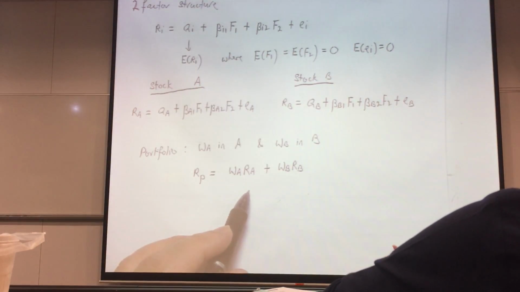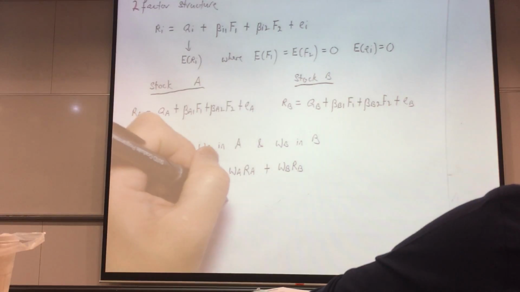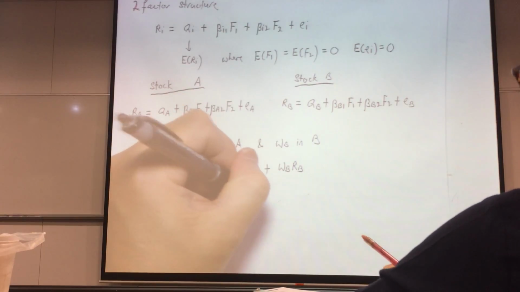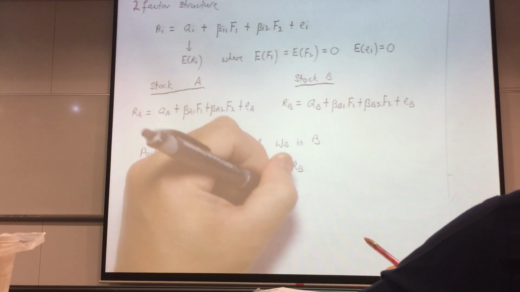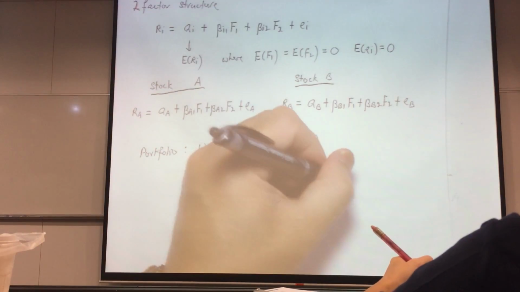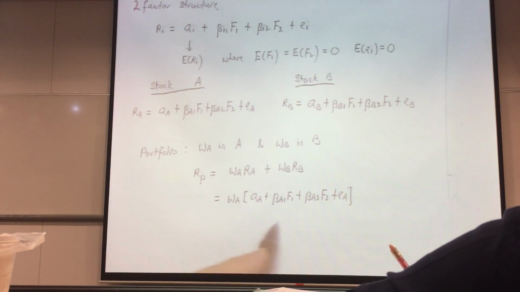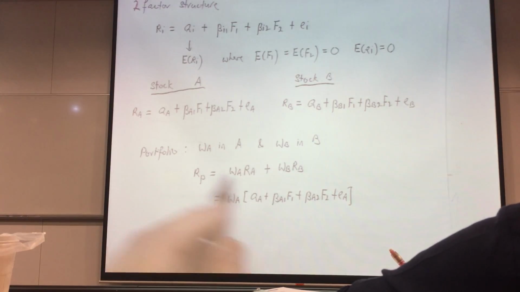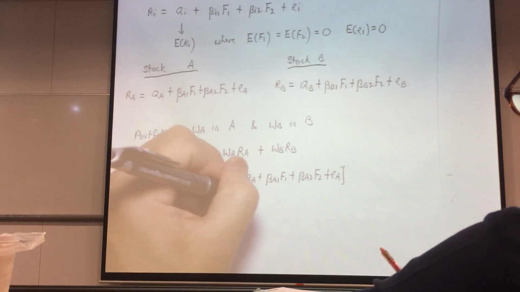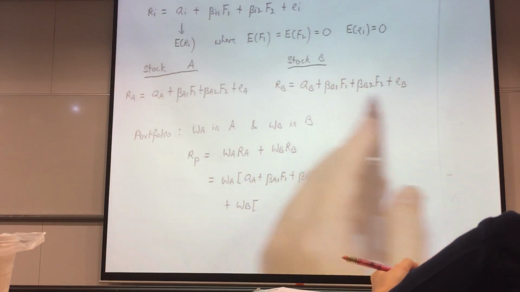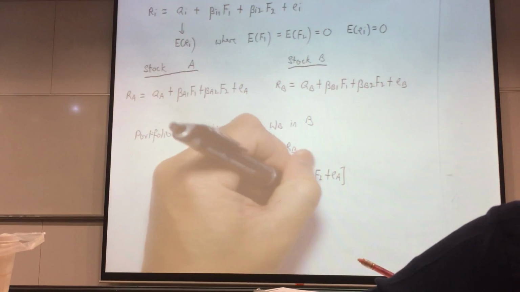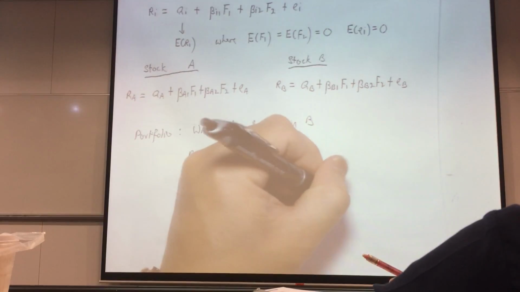Instead of writing RA, we write it in terms of the two-factor structure. So the weightage in A, you multiply by the two-factor structure return for A. So it's alpha A plus beta A1 F1 plus beta A2 F2 plus epsilon A. This is applying the factor structure in explaining the return of A in the portfolio return calculation. Then WB is the weightage you place in B. You multiply by RB, replacing it with the factor structure return. So this is alpha B plus beta B1 F1 plus beta B2 F2 plus epsilon B.